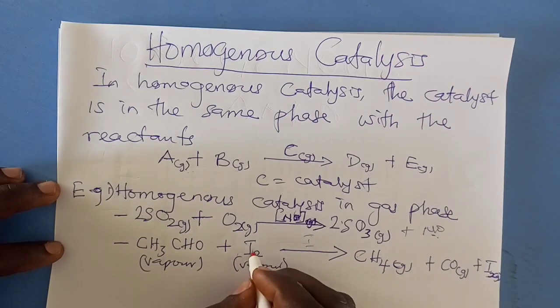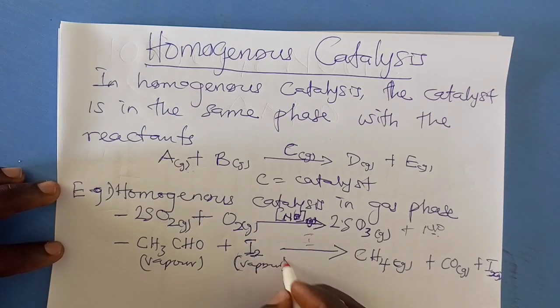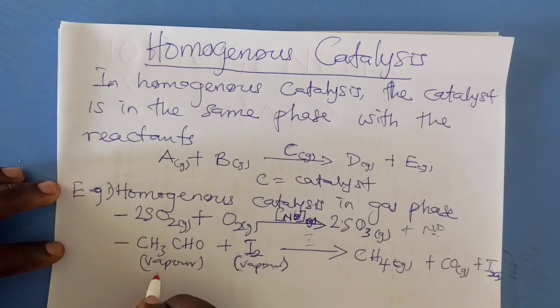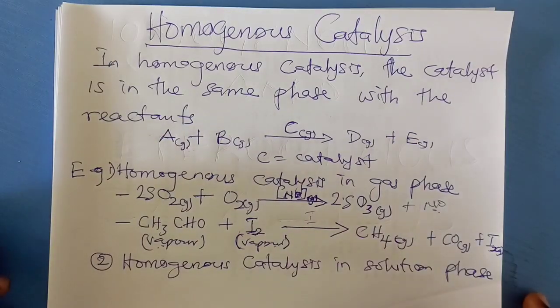So you can see that the catalyst, which is in gaseous or vapor state, is in the same state as the reactant. That makes it a homogeneous catalyst. Another example is homogeneous catalysis in solution phase. That means the catalyst is a liquid and the reactants are also liquids.